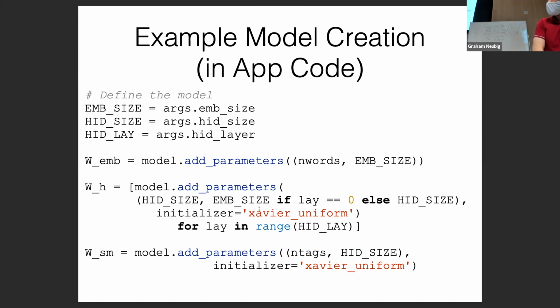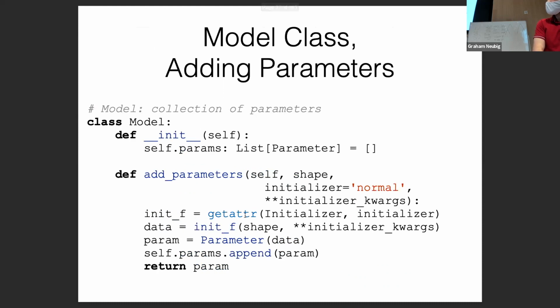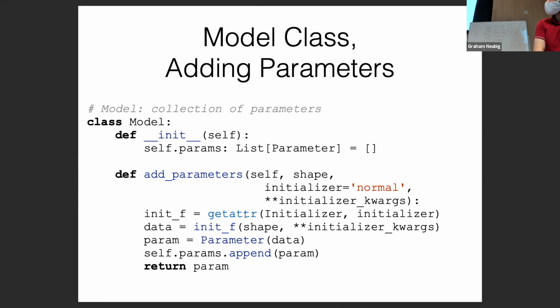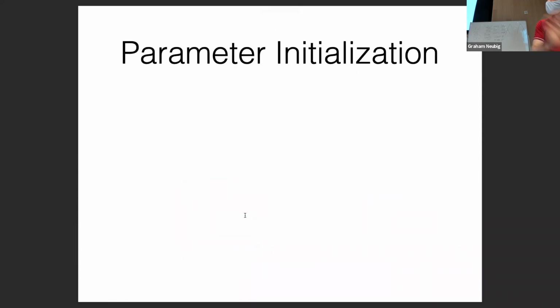Okay, you'll notice this initializer Xavier uniform here. So what is this? I'll skip to the initialization first. The Xavier uniform is basically how we initialize parameters at the very beginning of training. And this is something I haven't covered before when I was talking about neural networks.